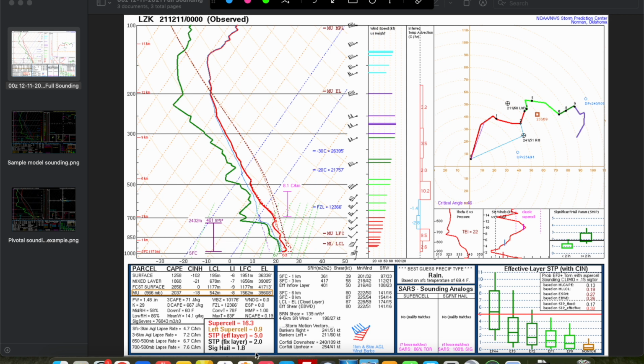And then finally here, this one at the bottom is your significant hail parameter. So your significant hail parameter, another composite parameter, it tells us, using a database of old events and observed proximity soundings from large hail events, it tells us the probability for significant hail, meaning hail that is greater than 2 inches in diameter.